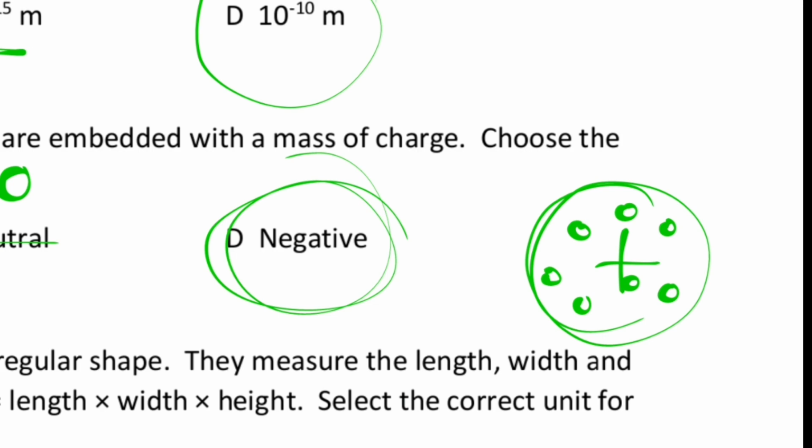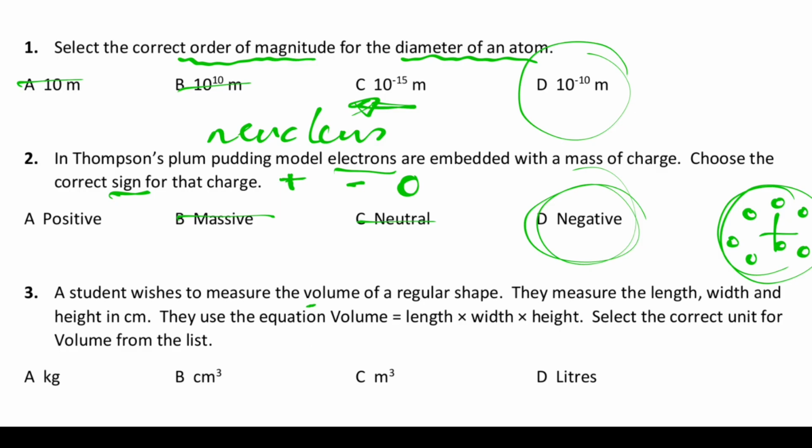And the last one in this little video: a student wishes to measure the volume of a regular shape. So this is going on to the density part of matter. They measure the length, the width and the height in centimeters. They use the equation volume equals length times width times height. Select the correct unit, therefore, for volume from the list. Well, this is the unit of mass, kilogram. This is a unit of volume, so I'm thinking this one, but I'm going to carry on checking. This is also a unit of volume, and this is also a unit of volume. So which one is it most likely to be?